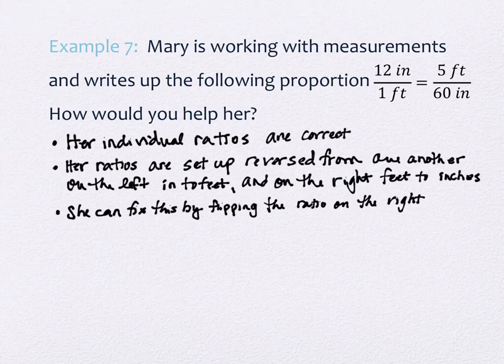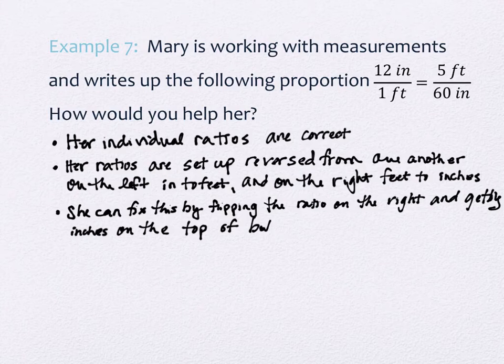Okay, so I'm going to say a little bit differently in the last part to just talk about the lining up. So she can do this by flipping the ratio on the right and getting inches on the top, or you could be more specific and say in the numerator of both ratios. Does that make sense to everybody?